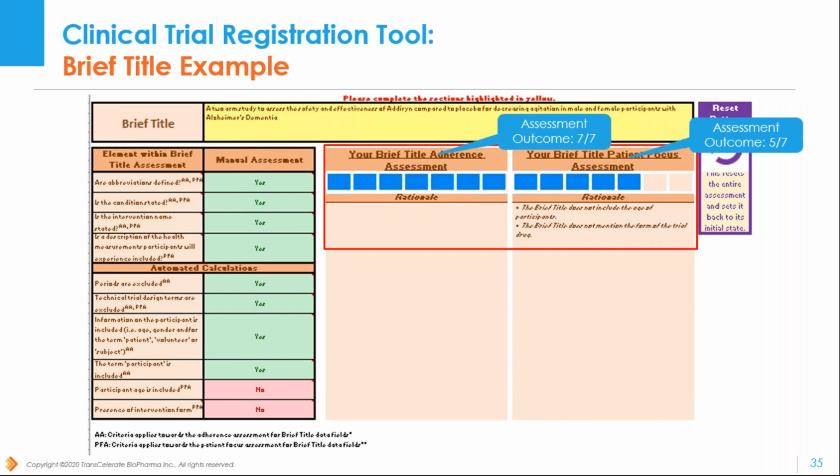If I was to give a numerical value to each assessment, you can see the brief title in the second example scored 7 out of 7 for NIH adherence and 5 out of 7 for patient focus.